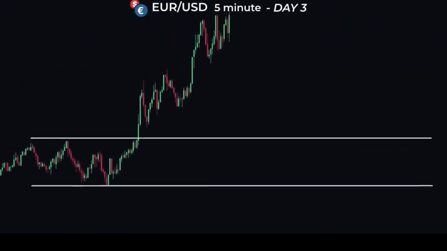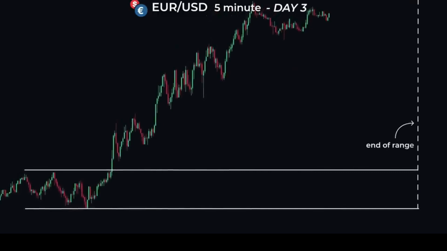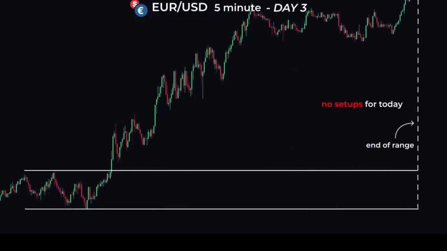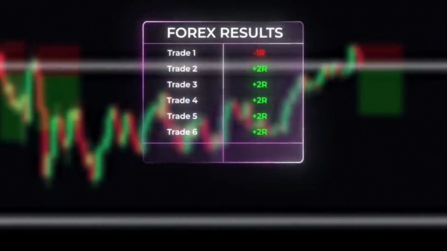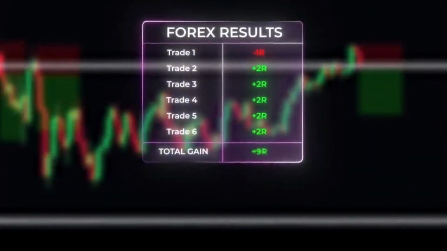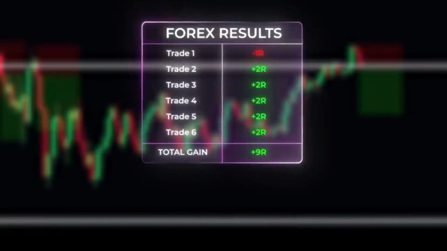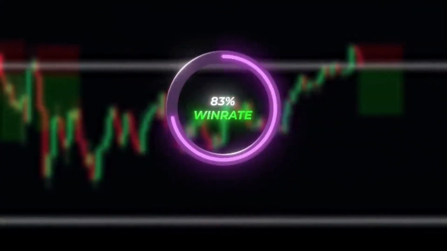Price then broke above the range high and stayed there without re-entering, which means there were no setups taken for today. So, let's see the final results. Out of 6 trades we took on Euro-USD, the strategy gave us 5 wins and only 1 loss, with a total gain of 9R. That's about an 83% win rate on the Forex market, which is a very solid result.